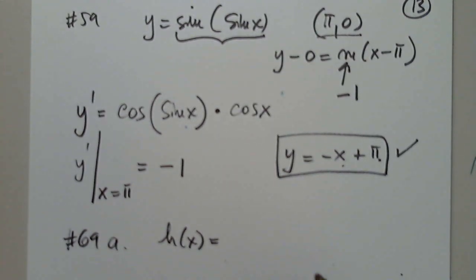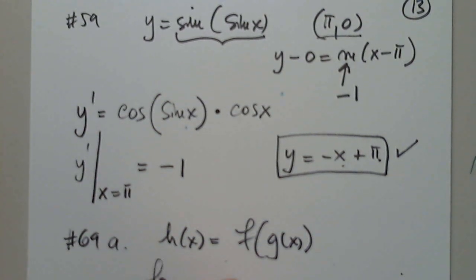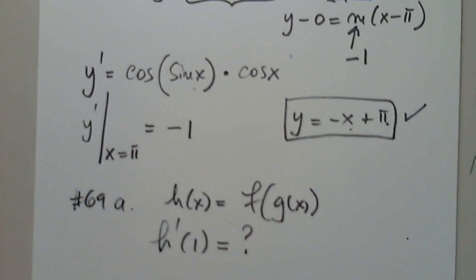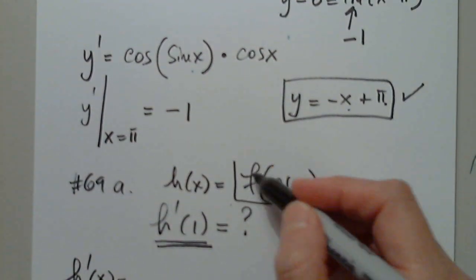h of x equals f of g of x, which means outer, inner, and they're asking us to find h prime of 1. Before we look at the table, in order to find h prime of 1, what do I have to find first? Yes, h prime of x. Awesome. So h prime of x. How do I differentiate this?